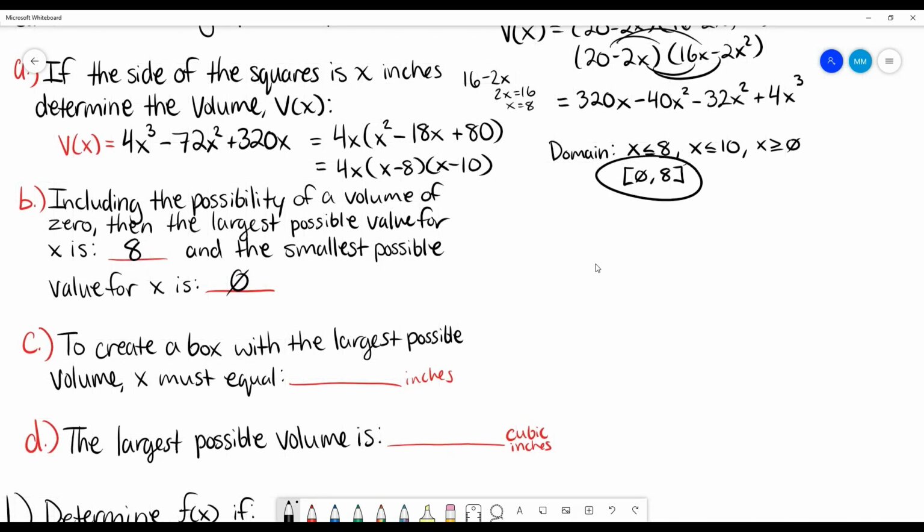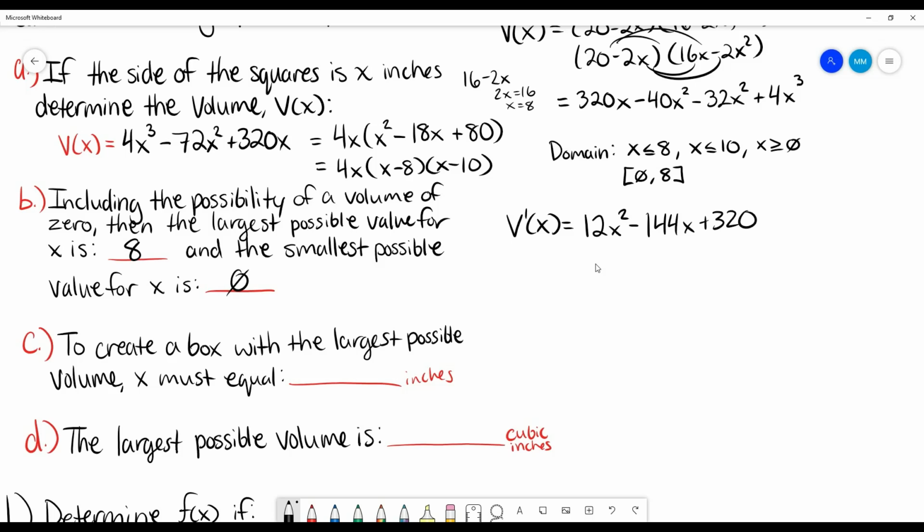Then based on this domain, looking at this interval, we want to find our extrema. So if I take the derivative of our function, I'm going to take it with this, just because that's a little easier to do than this. I'd have to use some product rule, which is annoying. So it's going to be 12x squared minus 144x plus 320.